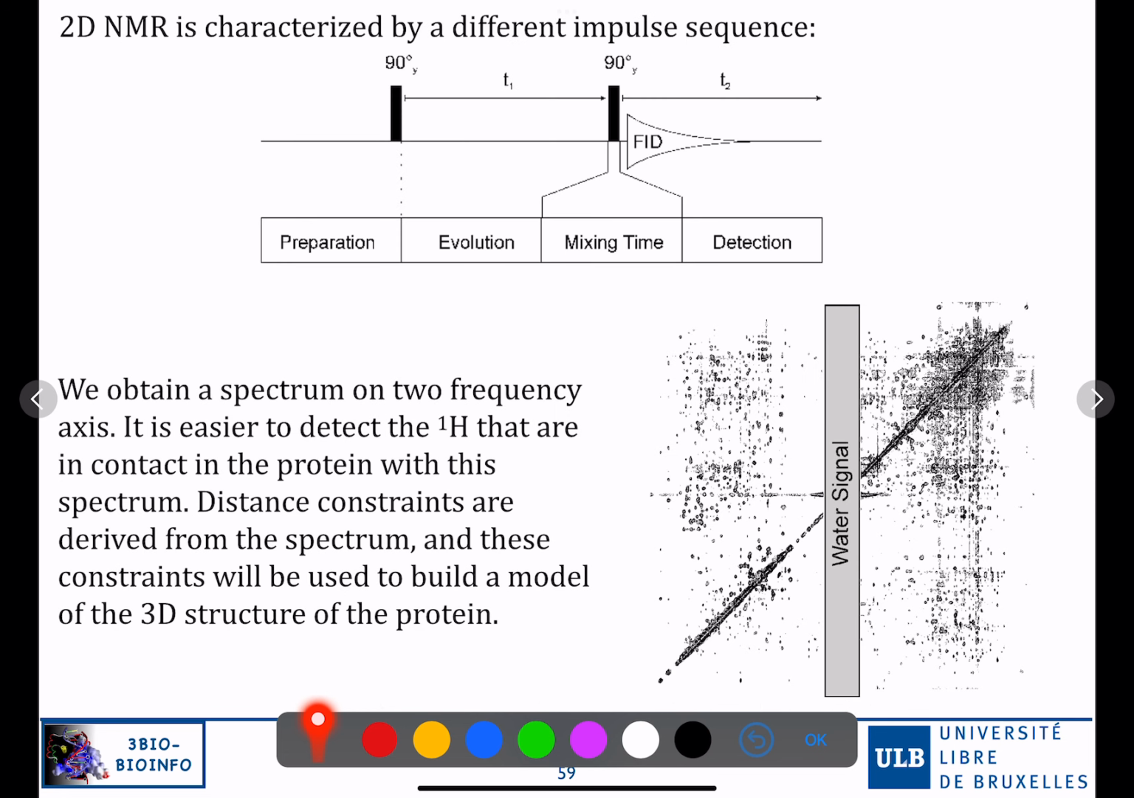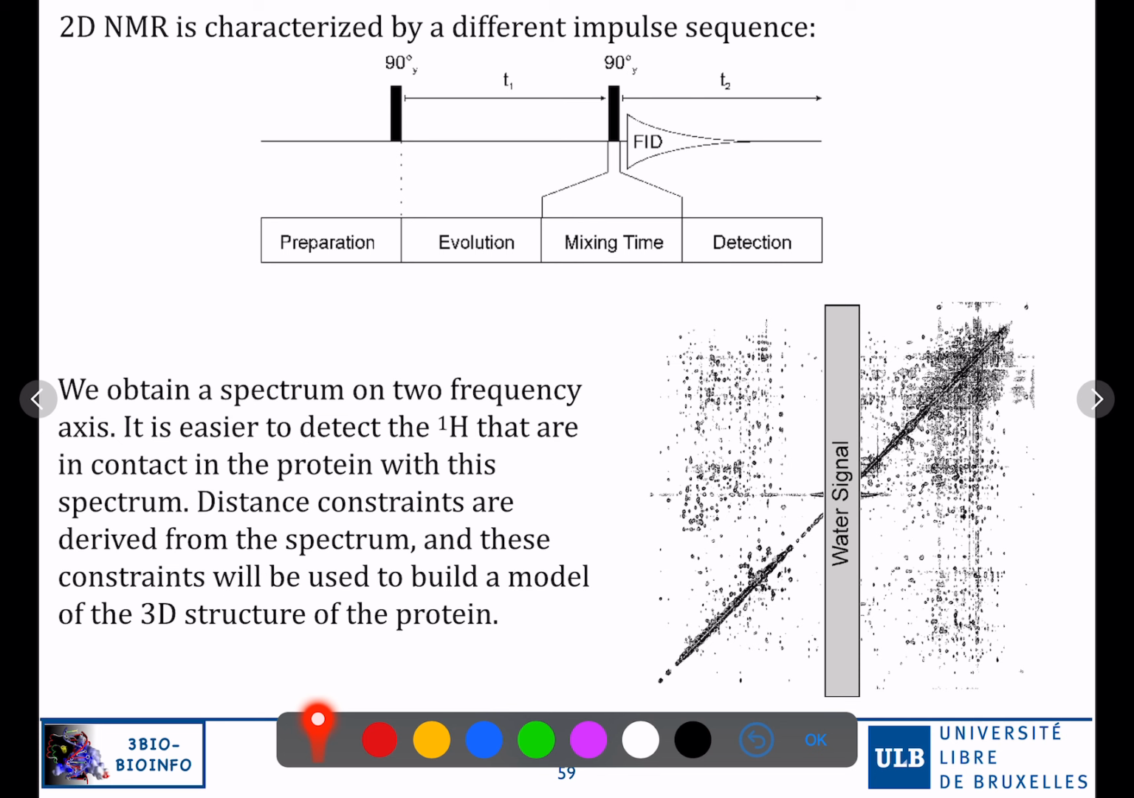And so here you have to know that there exist other types of protocols. You have, for instance, what is called 2D NMR. In 2D NMR, you have a different pulse sequence. So here in this example, you see that you have a first preparation phase, then a first pulse here, an evolution, and after that a second pulse, which is called here the mixing time, and after that you have only the detection. And with 2D NMR, you can obtain such a spectrum here.